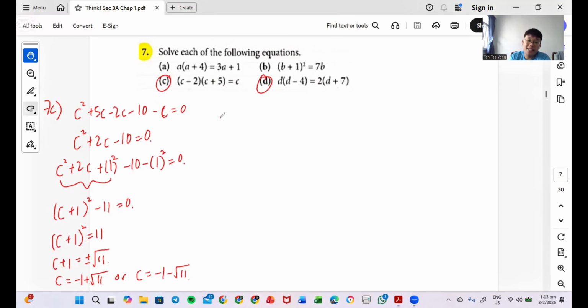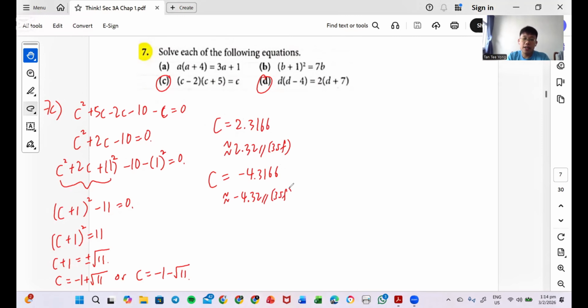Then solve. It's 3SF, because they didn't say anything. So 2.3166, round up 2.32, 3SF. The other one is negative 4.3166, so round up negative 4.32, 3SF. All right, so this is for 7C. Now we're going to do 7D.